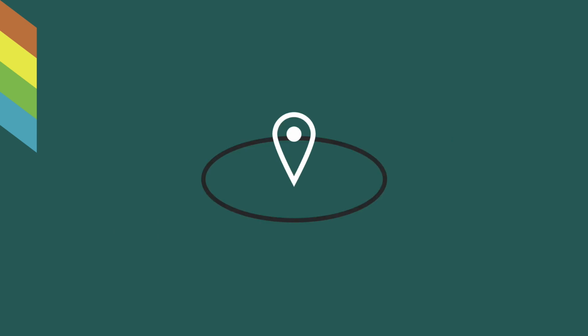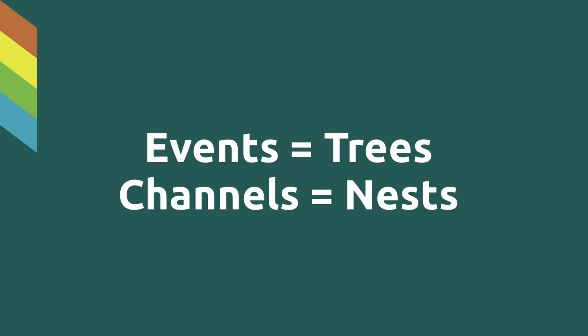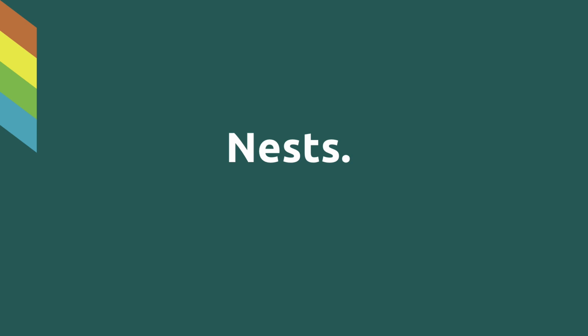So how will this work? It will simply read your location first. It will find the closest events around you, and then it will ask you whether you would like to join one of these events. And keeping with the theme of Toucan, we will refer to event groups as trees and channels as nests. So channels or nests are basically to organize the communication better.